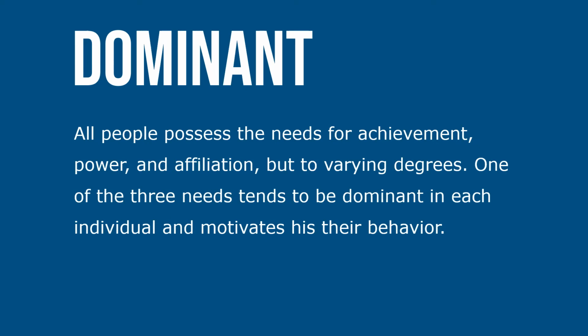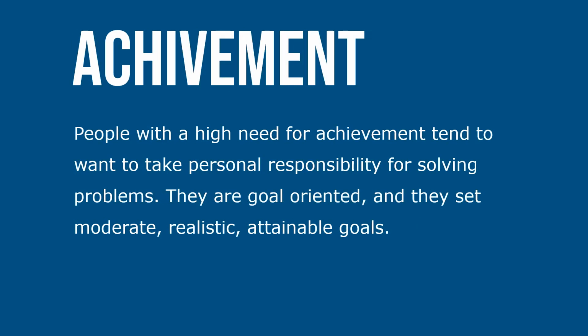All people possess the needs for achievement, power, and affiliation, but to varying degrees. One of the three needs tends to be dominant in each individual and motivates his or her behavior. People with a high need for achievement tend to want to take personal responsibility for solving problems. They are goal-oriented. They set moderate, realistic, and attainable goals.